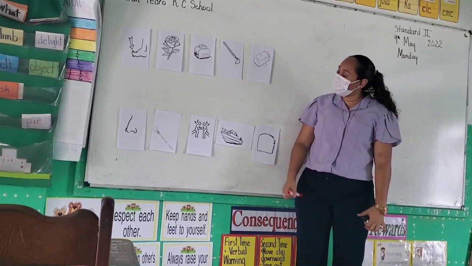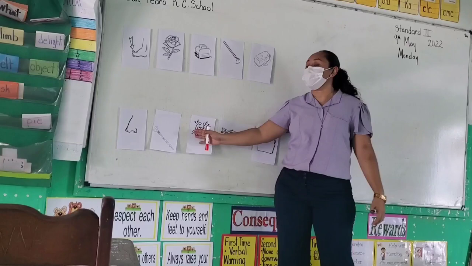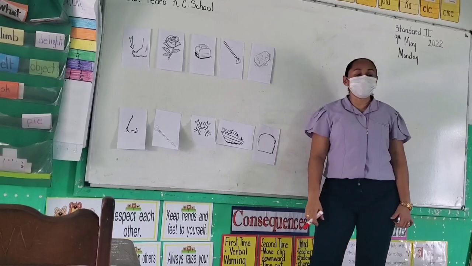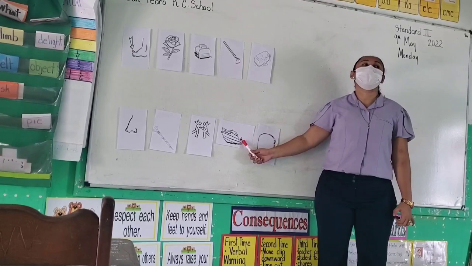Yes, they're fighting, but it represents that they are not friends. Someone that are not friends are called foe. How is it called? Foe. Again?